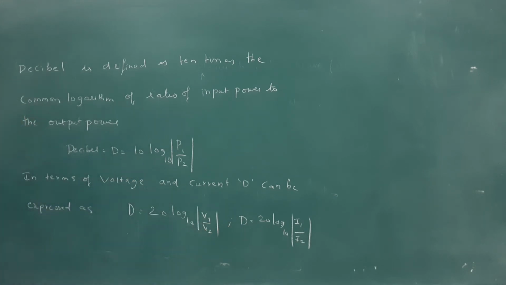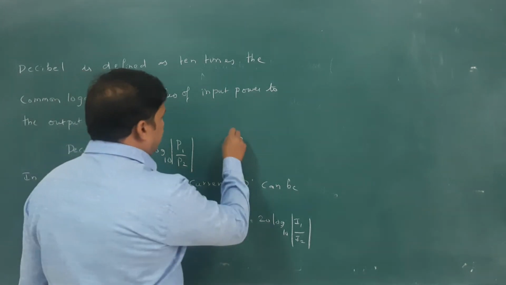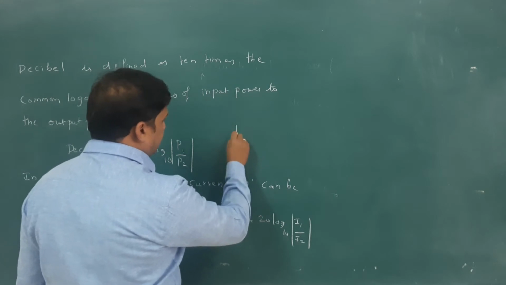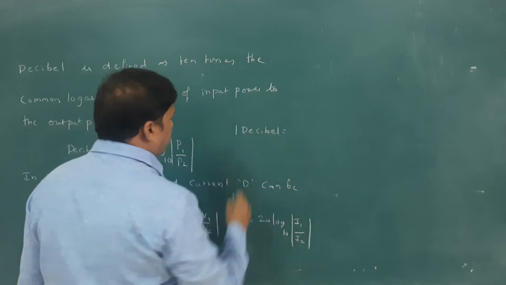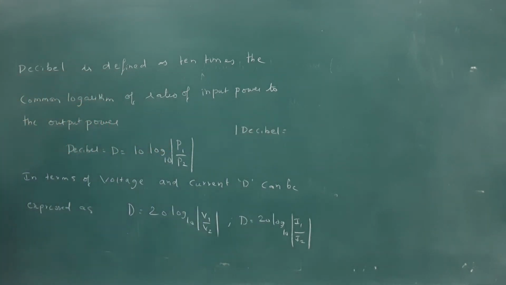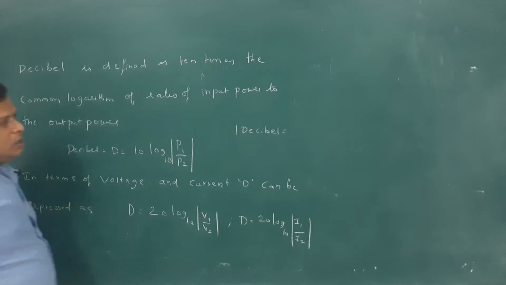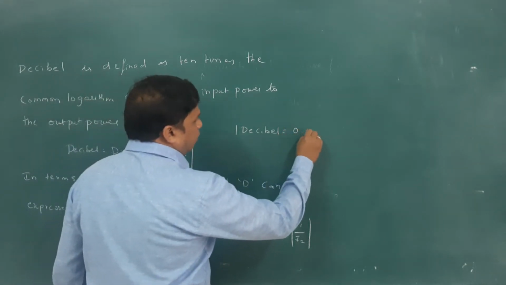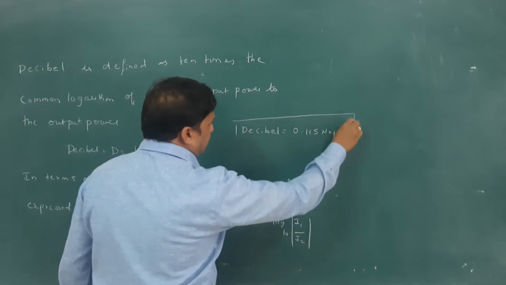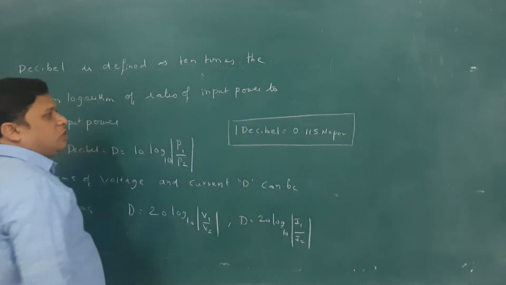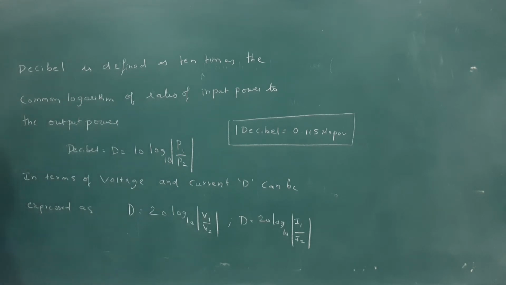Now we want the relation between decibel and Neper. 1 decibel is equal to 0.115 Neper. These are standard values. If you want to convert decibel to Neper, 1 decibel is equal to 0.115 Neper, okay.